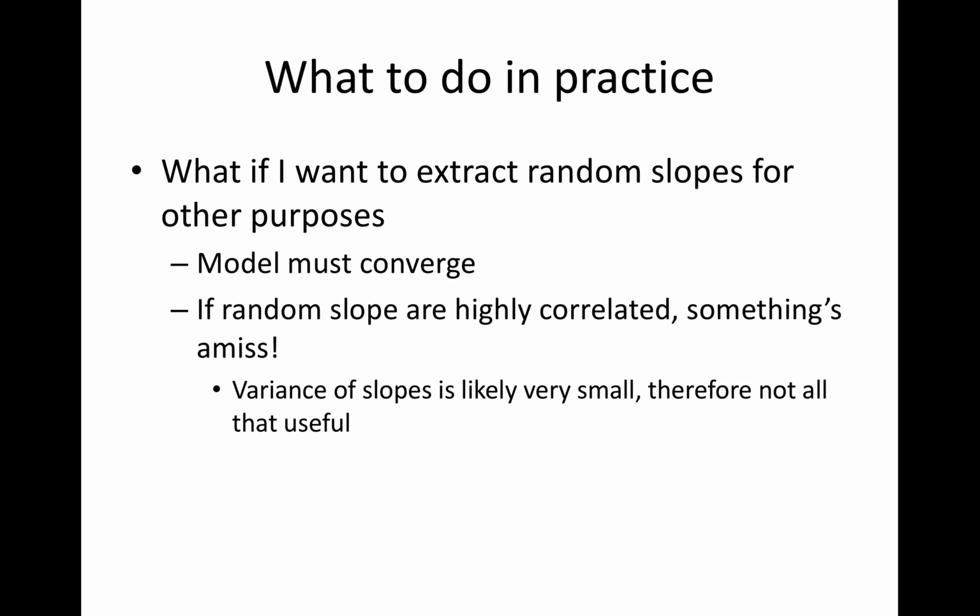So what if you want to extract random slopes for other purposes, like I was just trying to do? First of all, your model must converge. Second of all, if your random slopes are highly correlated with the intercepts, something's not right. And that's what I ended up with. As I said, it turned out that the variability in my slopes was super low for the subjects. Basically all their slopes were 0. So there wasn't enough variability in those slopes anyway to probably do anything useful in another model. So basically the mixed effects model being weird kind of stops me from moving forward, because it tells me that I'm probably not going to get anything. Well, the slopes were meaningless anyway, but yeah.